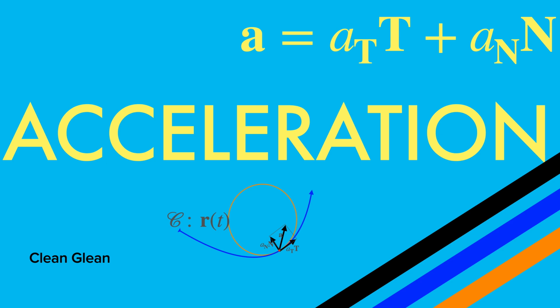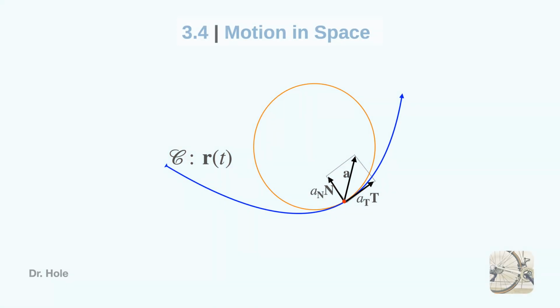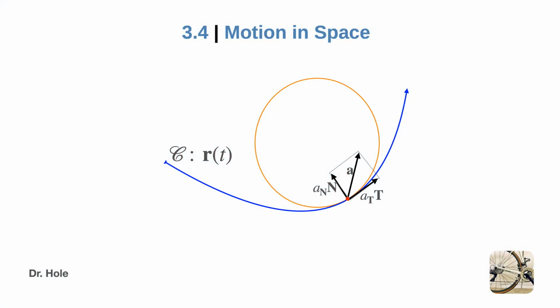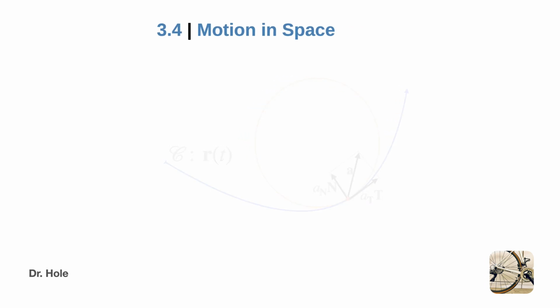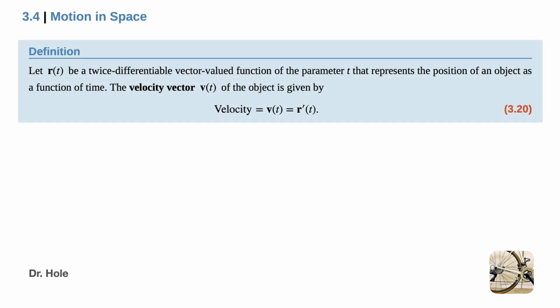This is a Clean Glean on acceleration. In this video, we want to better understand this picture. We're going to start with a definition.